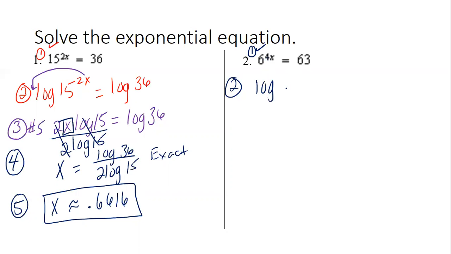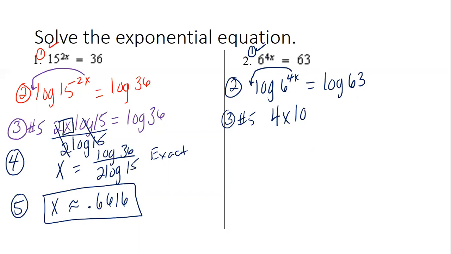Step 2 is you're gonna take the log of both sides. So we have the log of 6 to the 4x equals log 63. After we take the log, we're going to apply property number 5, which is our power property, saying that our power can become a coefficient. So we get 4x log 6 equals log 63.